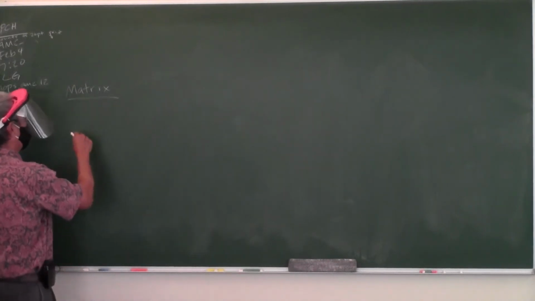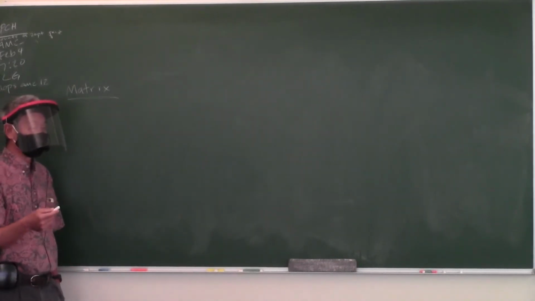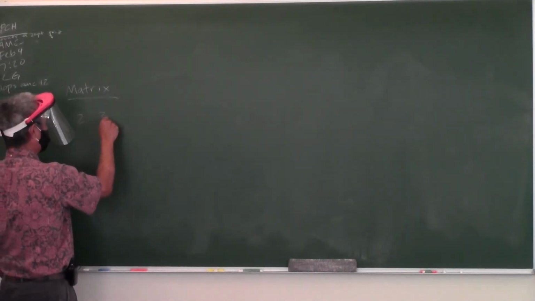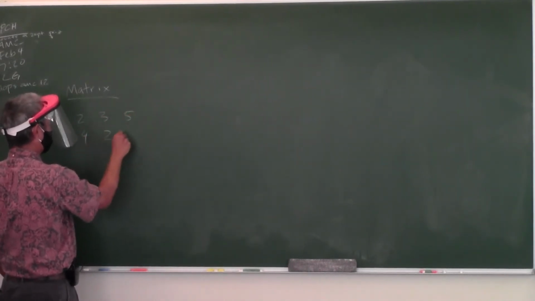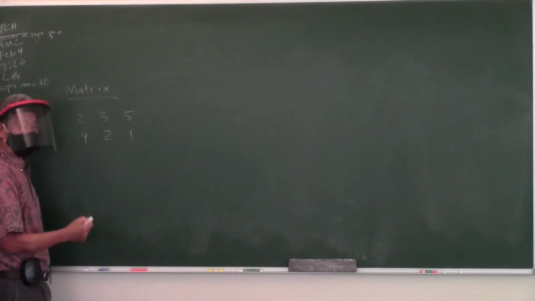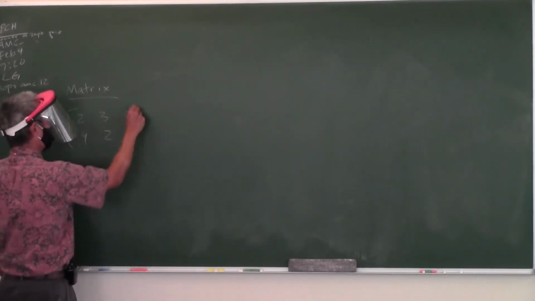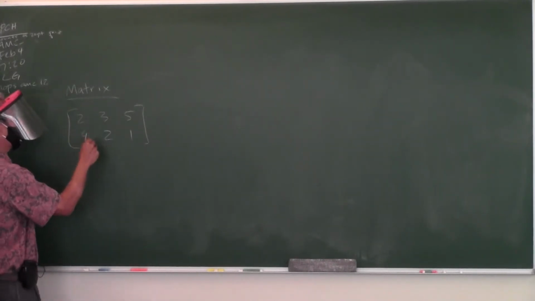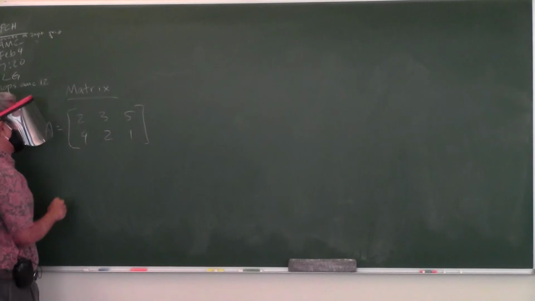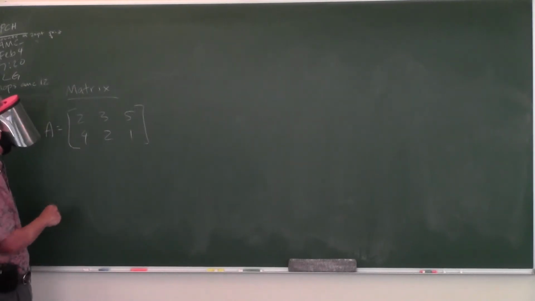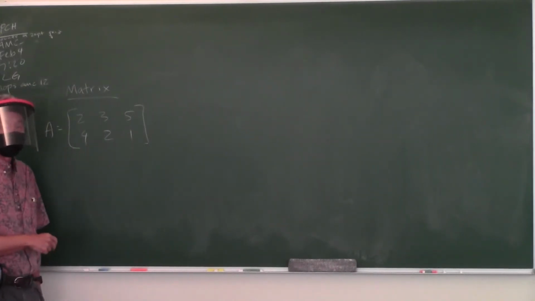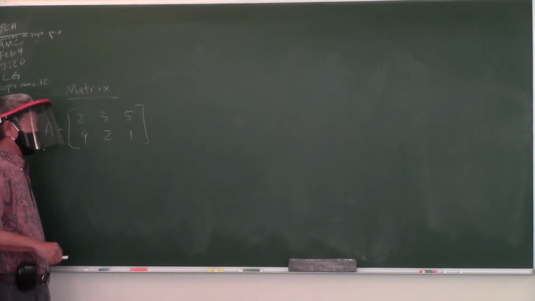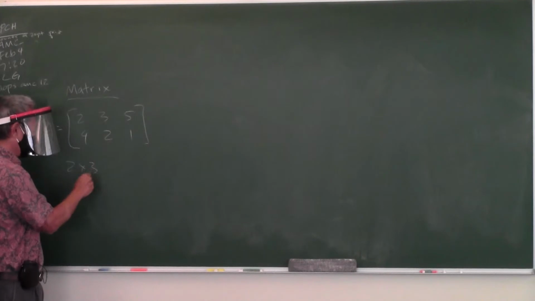All right, so a matrix is a rectangular array of numbers. So for example, like this, 2, 3, 5, 4, 2, 1. It's a rectangular array of numbers, and we put it in these brackets like this. We usually denote a matrix with a capital letter like this. So if somebody were to ask you, what are the dimensions of this matrix, what will you say? It is 2 by 3.